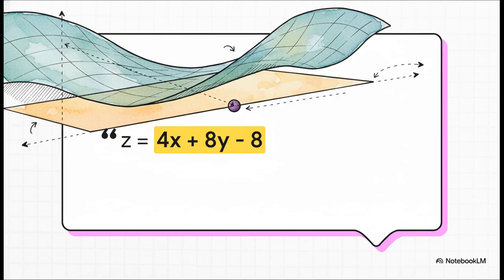Now we just plug it all into the big formula. z - 8 = 4(x - 2) + 8(y - 1). We do a little bit of algebra, clean it up, and we get our beautiful final answer. z = 4x + 8y - 8. That's it. That's the equation for our plane.